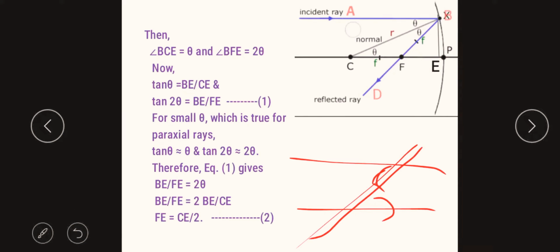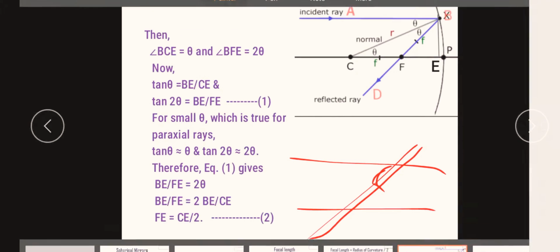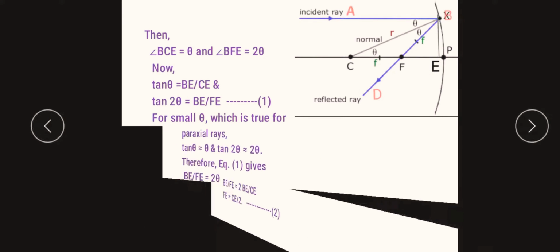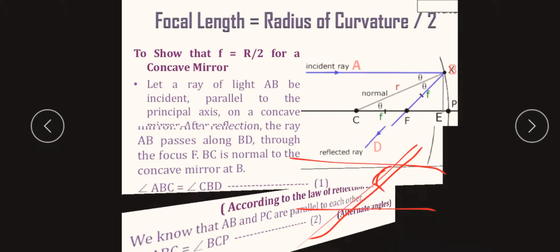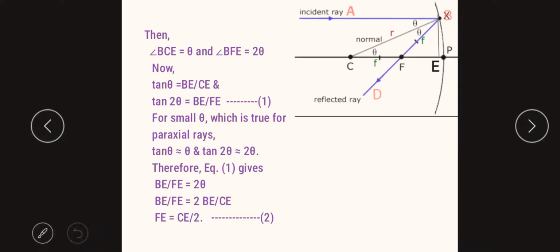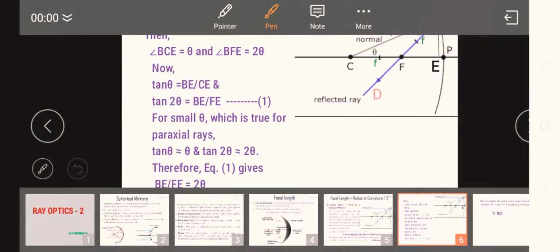So angle ABD is equal to angle BFE. Both are equal to 2 theta. See, so like that.